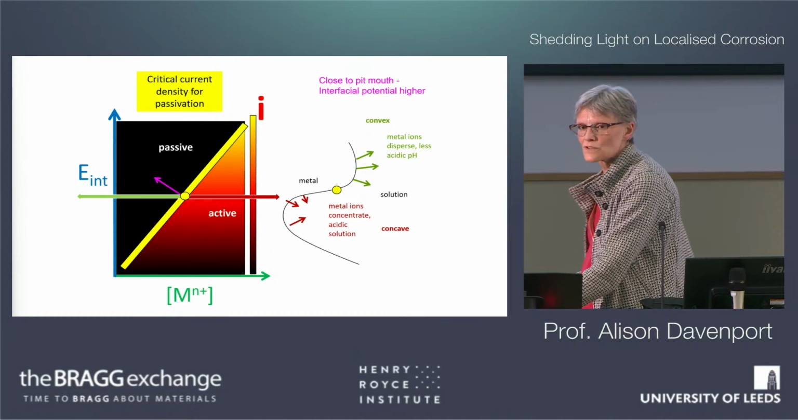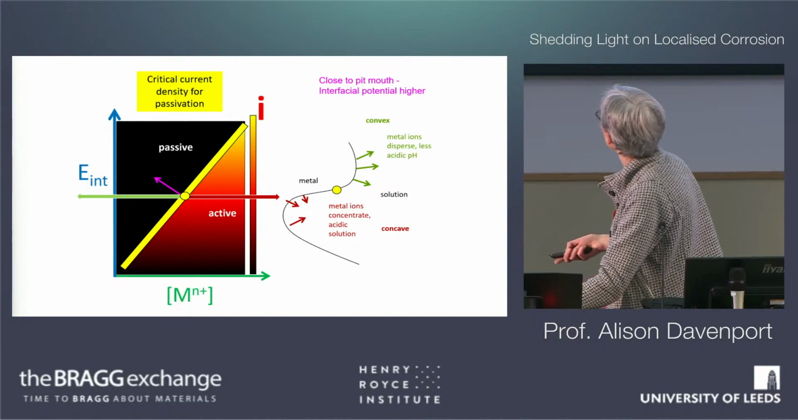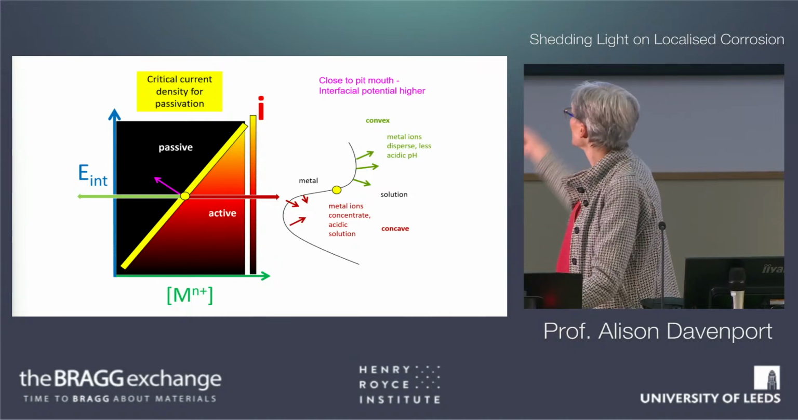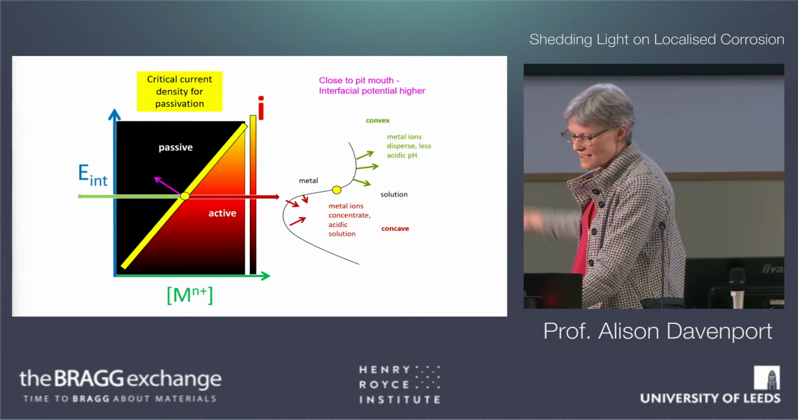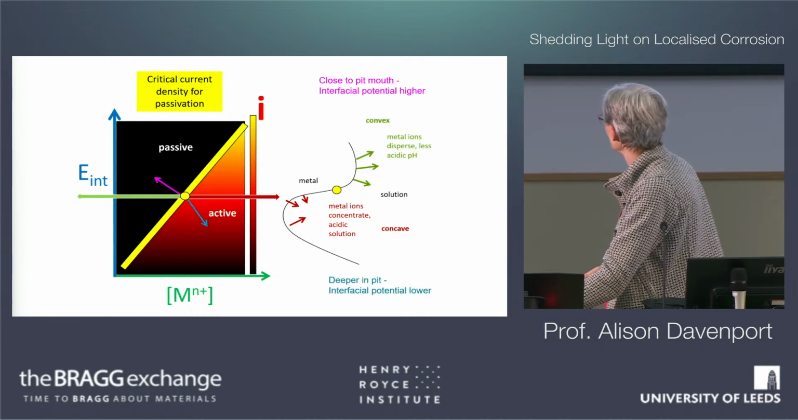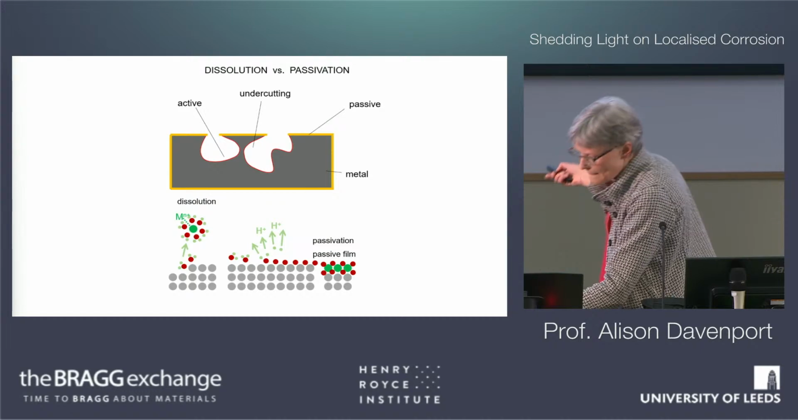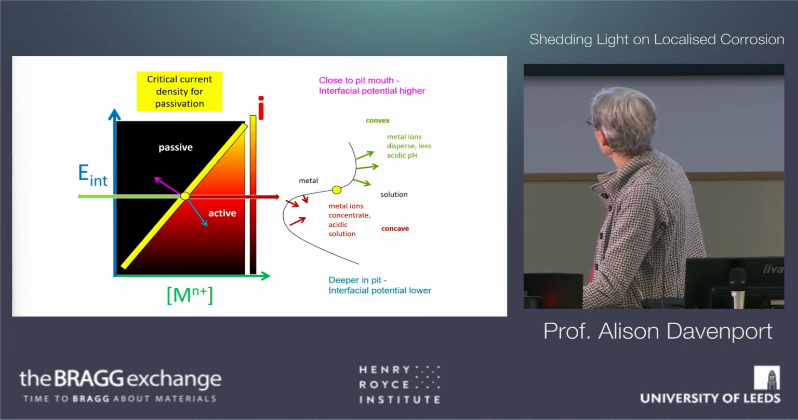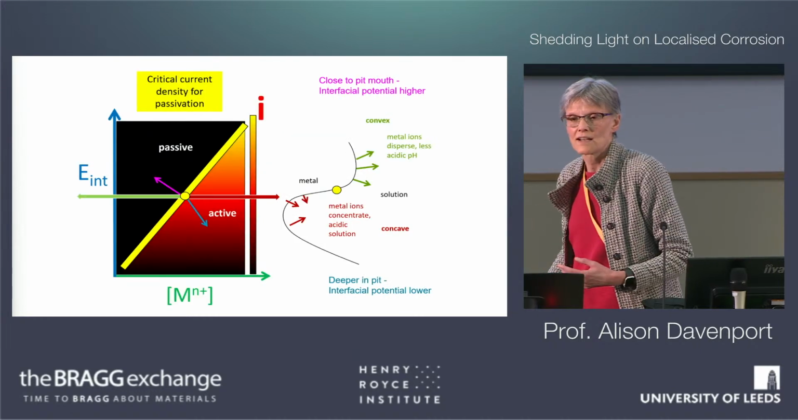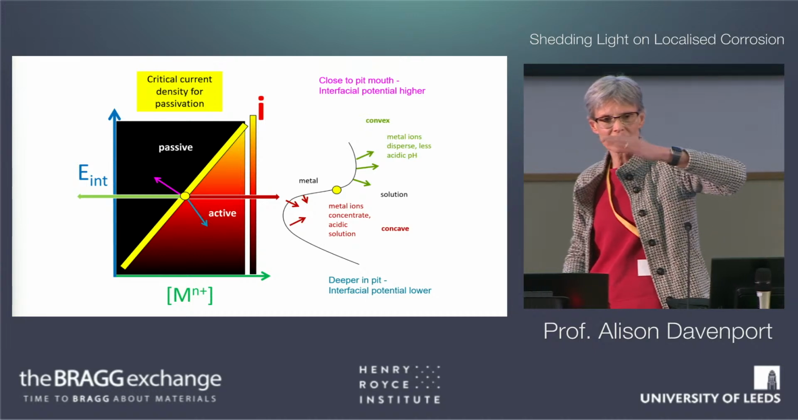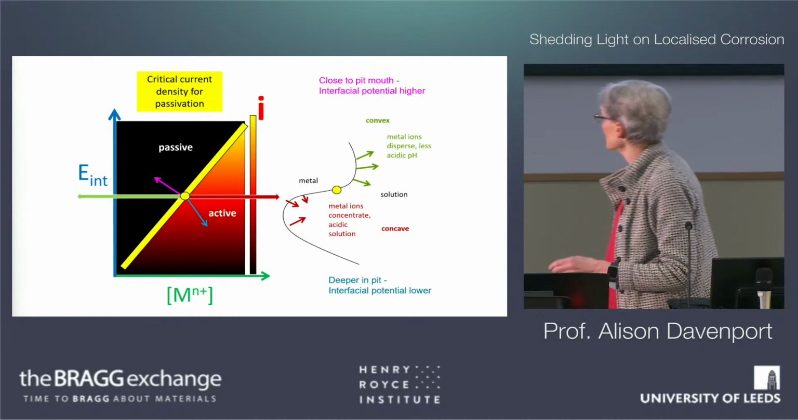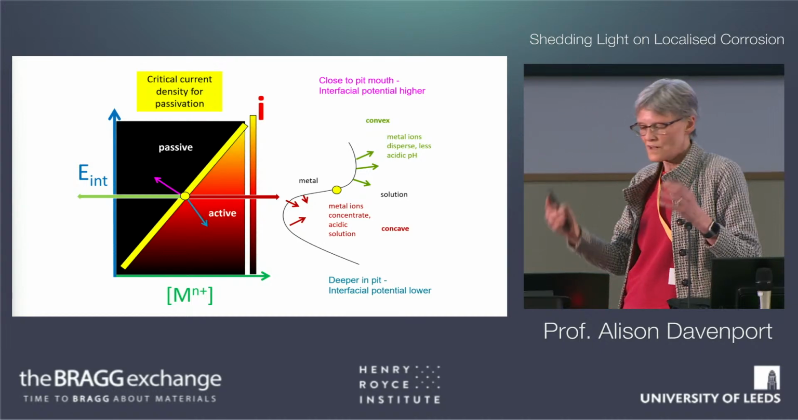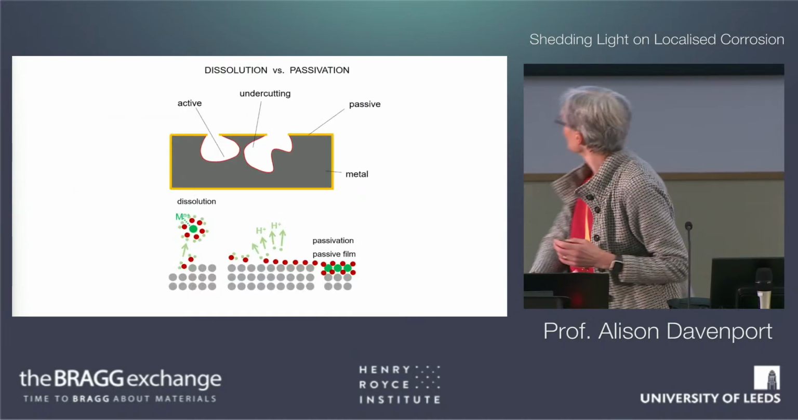But actually, it's even worse in pits, because if you're closer to the pit mouth, you have a higher interfacial potential. So that will take you upwards as well as sideways, and that will really reinforce the stability, whereas deeper in the pit, it will go down into the active region. And so you've got this real tipping point that can happen at any point in the particular structure, which is going to give all of this instability.